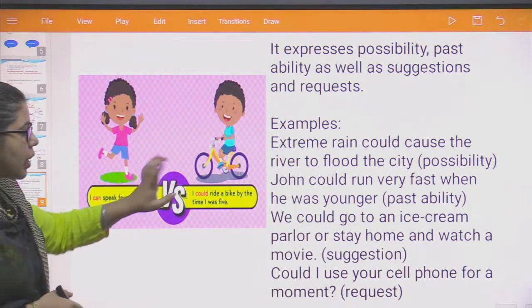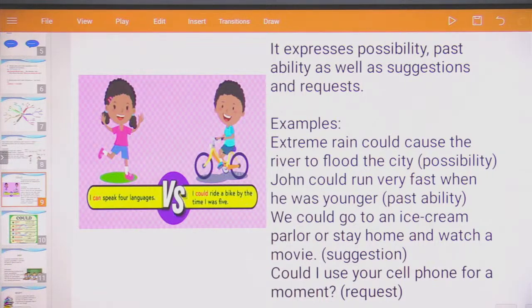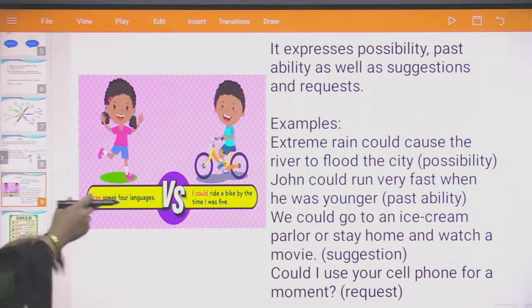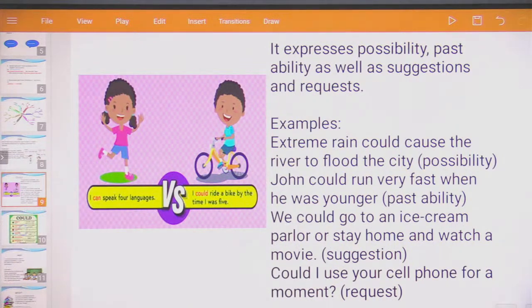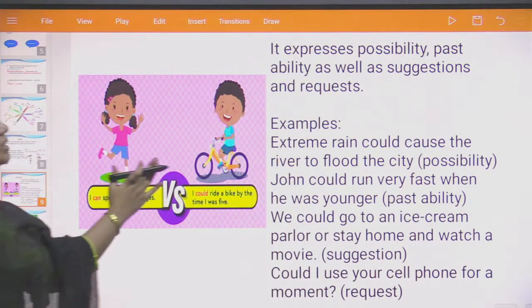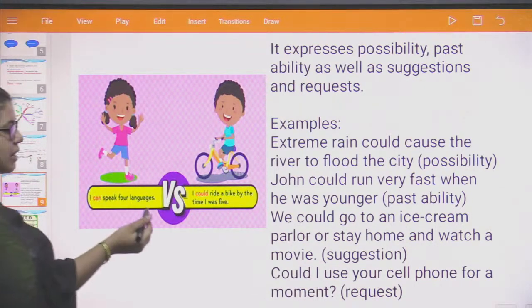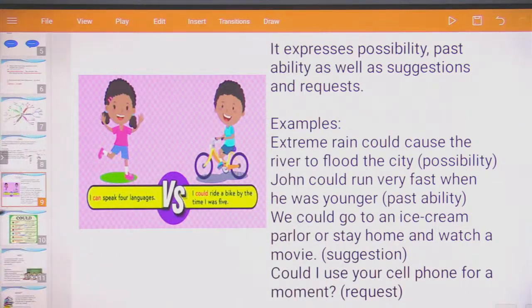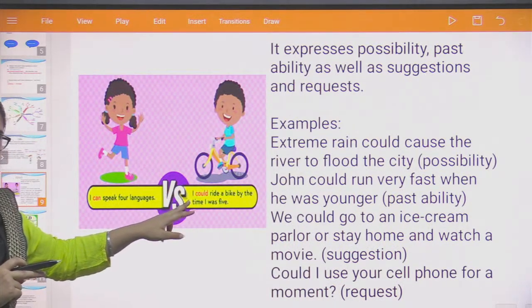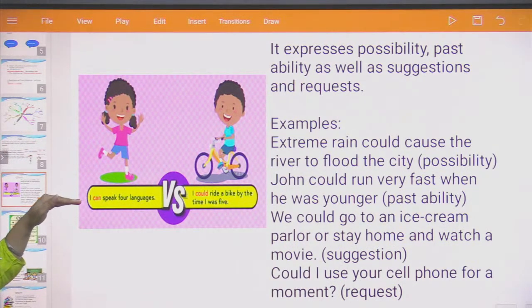And now this boy, I could ride a bike by the time I was 5. So see the difference, students. This can shows the present ability, the general abilities, and this could shows the past abilities. Now this boy is saying here that I could ride a bike by the time I was 5. When he was at the age of 5, he could ride a bike easily. So this sentence is showing past ability, this is showing present ability. This is the difference, students, between can and could. Now we'll take the next point here.